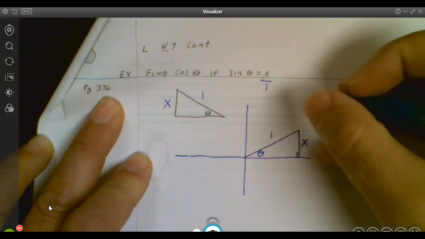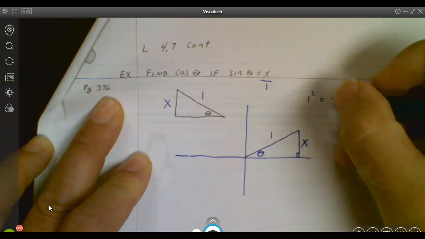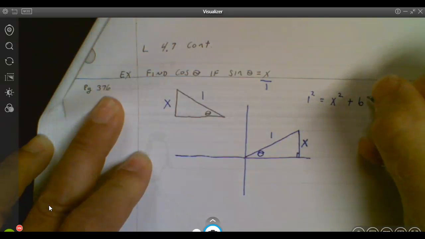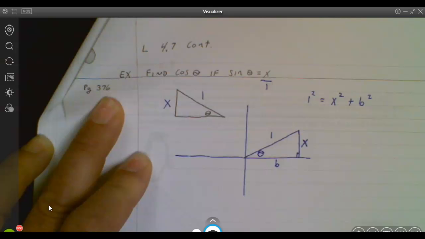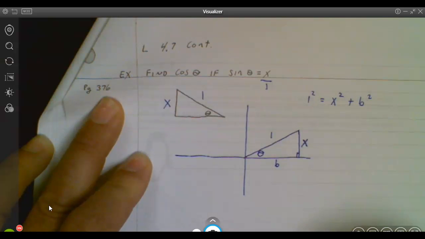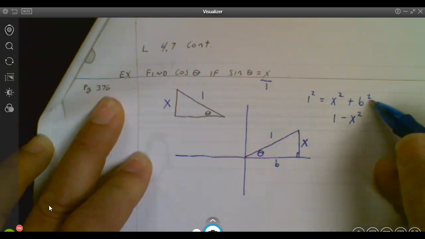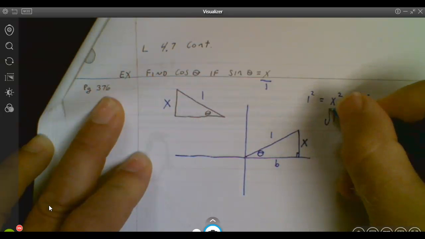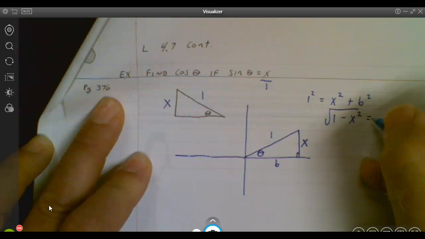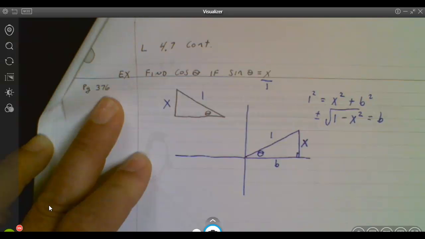So for this guy, if I use my Pythagorean theorem, c squared equals a squared plus b squared. I guess I'm calling this b. Right, we need to come up with an expression for him. So if I solve for b on this one, I'm going to subtract my x squared over, and then I would have to square root to get b by itself. So we're going to say this. And of course, typically we would have to answer with a plus or minus scenario on that.